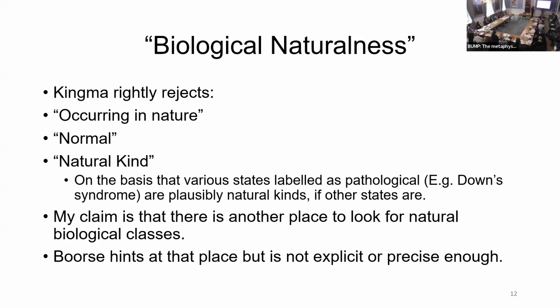But then her reason for rejecting that is on the basis that, so I think Down syndrome might be the most stark or obvious case. You might think, and some people think there aren't such things as natural kinds in biology. But if you think that something like chromosome counts mark out natural kinds, then Down syndrome is going to mark out a natural kind as well. And similarly, maybe in a less clear-cut sense, the diabetes example and so on. But my claim is that there's another place to look for natural biological classes, and that Borse has hinted at that place, but isn't explicit or precise enough.